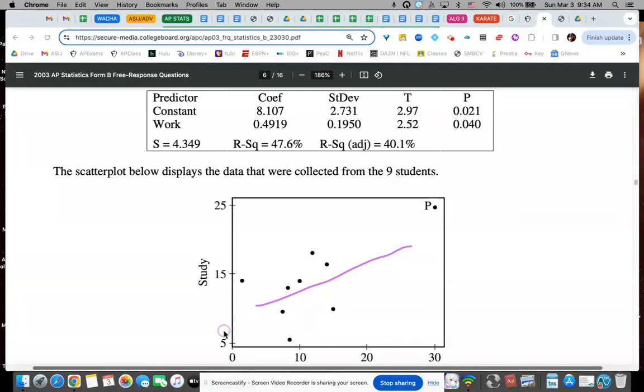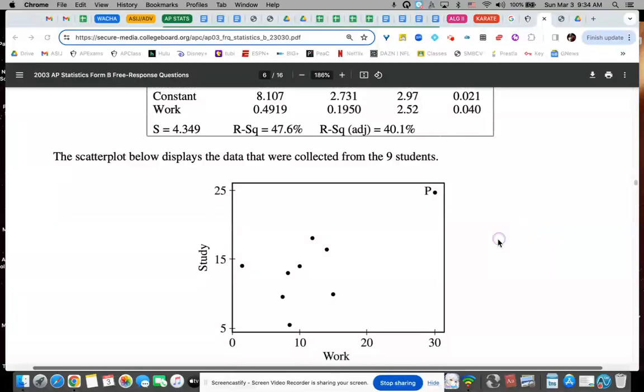The other thing I noticed is that the y-intercept is 8.1. So right here I have 8.1 as my y-intercept, and it goes up with a half as a slope. And the correlation of this is 40. The coefficient of determination, the variation that's been accounted for, is 47%.